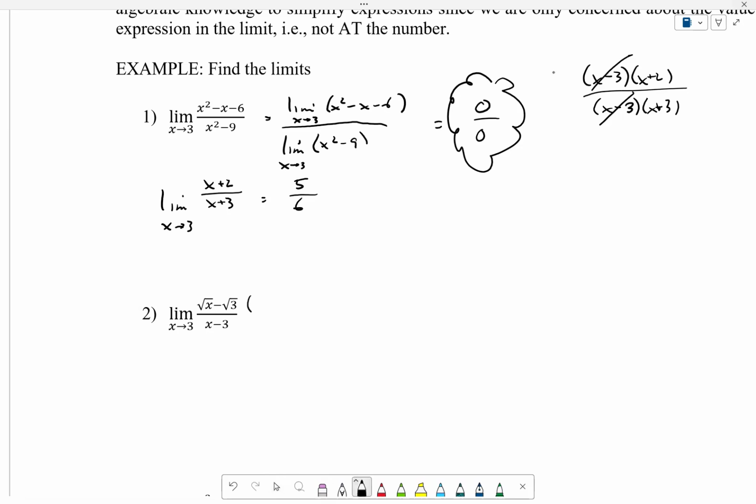What we're going to do is multiply by the conjugate of the top. Just make sure your neighbor knows what a conjugate is. It's been a while since we talked about these things. This is going to be square root of x plus square root of 3. This should be a pretty quick process. Let's see if we could navigate through it without falter.